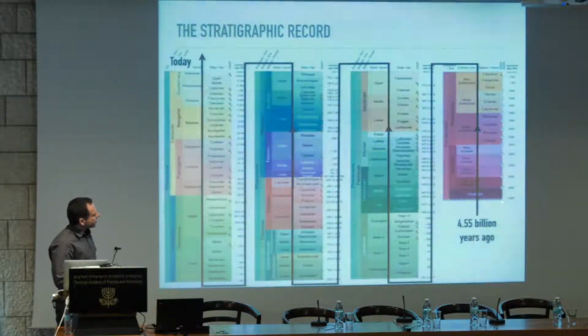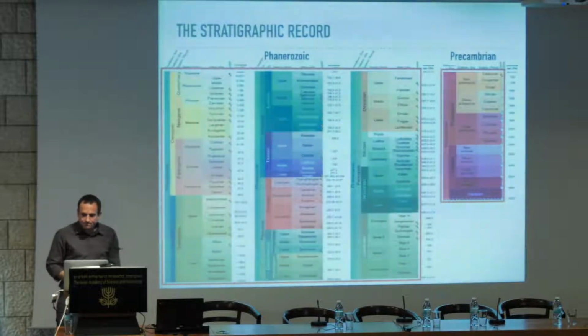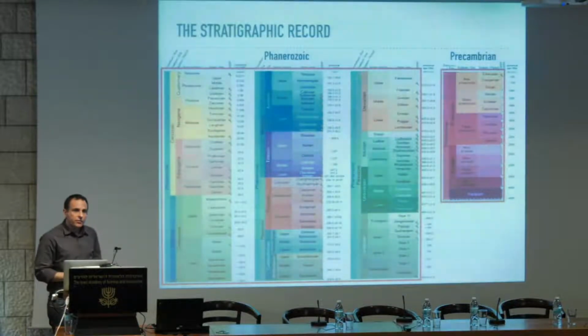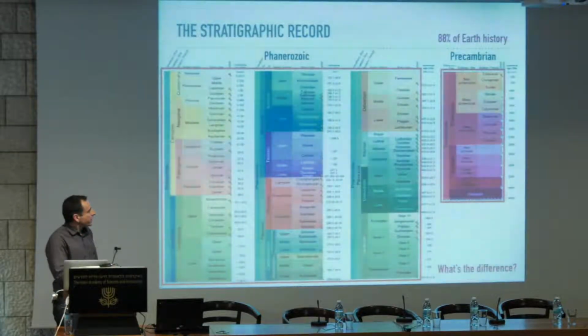We're starting, of course, at 4.5 billion years ago and ending in today. But what's interesting is that there are many, many more subdivisions in the last 500 million years or so of Earth history than there are in the preceding 4 billion years of Earth history. So this little part here accounts for 88% of Earth history. This one here, the Phanerozoic, only 12.